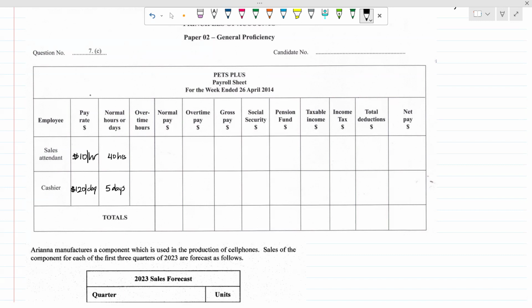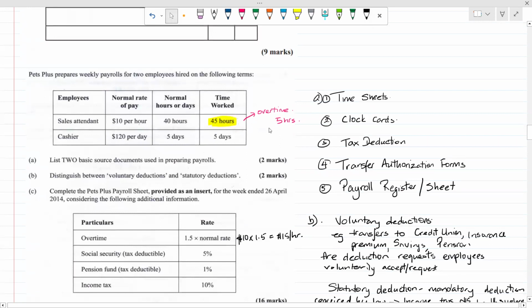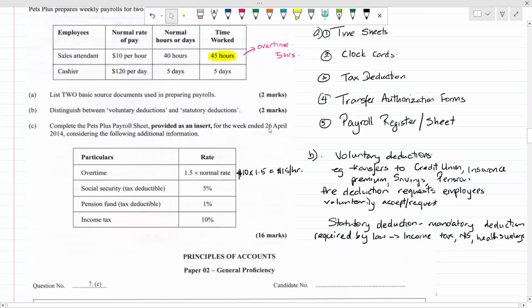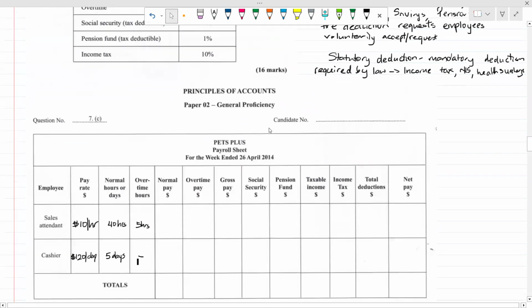Overtime hours, we had 5 hours of overtime for the cashier. Remember, we saw 5 up on top. Remember this? So it's good to make notes. As you're doing these questions and you see these things that stand out, you make notes of it, or you put a star asterisk on it one time. So later on in the question, you have it there.